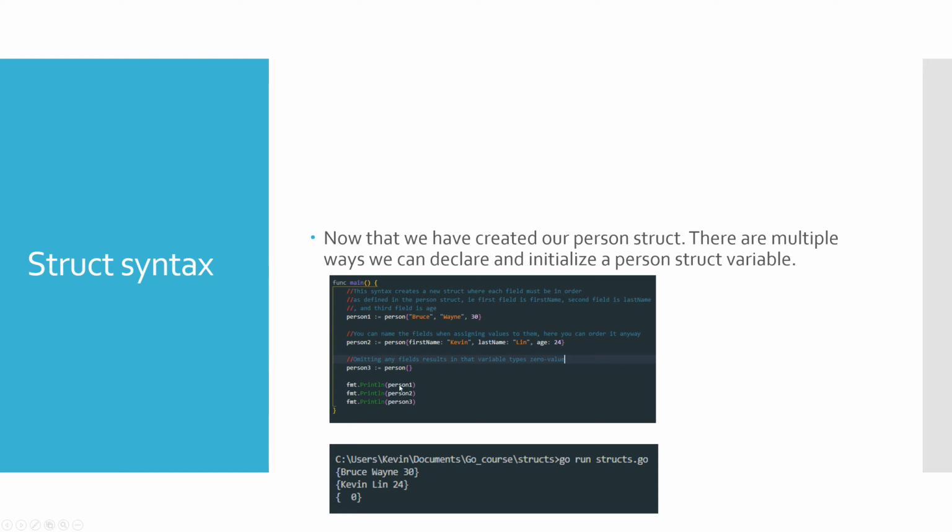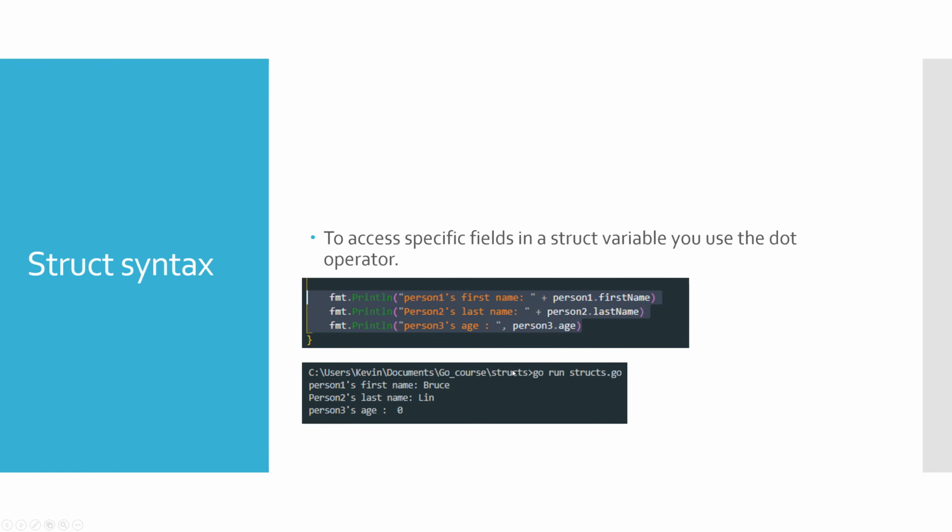So now if I print all of our 3 person struct variables here, you can see person1 prints out Bruce, Wayne, and 30. His first name is Bruce, last name is Wayne, and his age is 30. And then if I print the second one, it's Kevin, Lynn, 24. And then if you print the third one, where everything is empty, you get the first name and last name as 2 empty strings, and then the age is 0, because those are the 0 values for those data types.